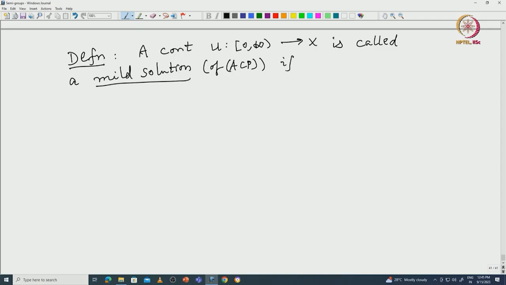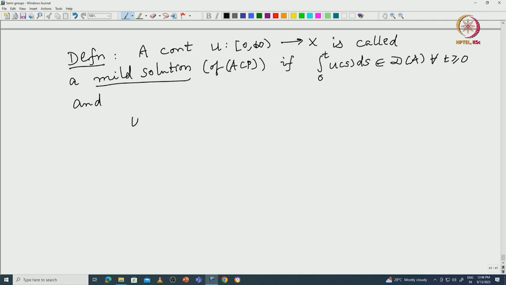Now the condition is not pointwise, but kind of an average. If the integral of U(s) ds from 0 to t, because of the continuity assumption, this integral exists and is a vector in X, and we want this to be in the domain of A for all t greater than or equal to 0. At 0 it is just the zero vector, and the domain is a subspace.